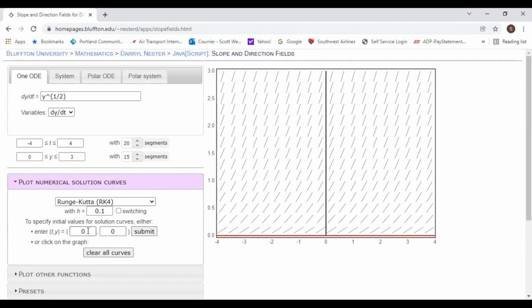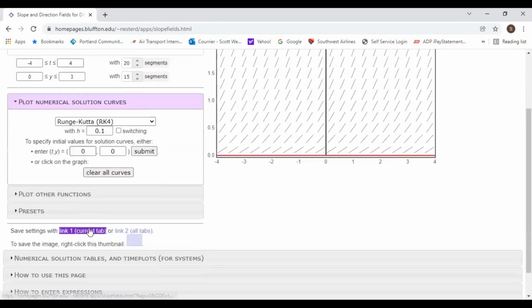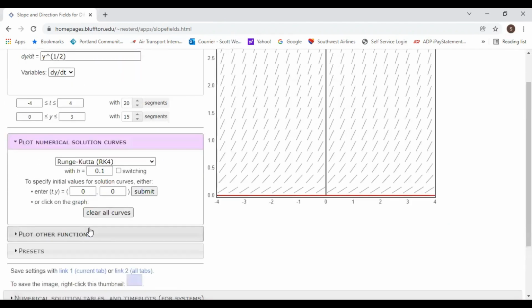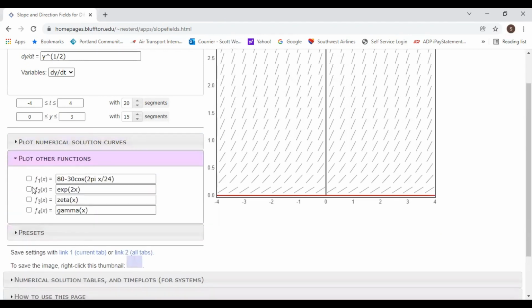Now it also just so happens to be the case that the other functions that we found as solutions fit just as well. So if we plot other functions here, let's say we put in 1/4 t squared.